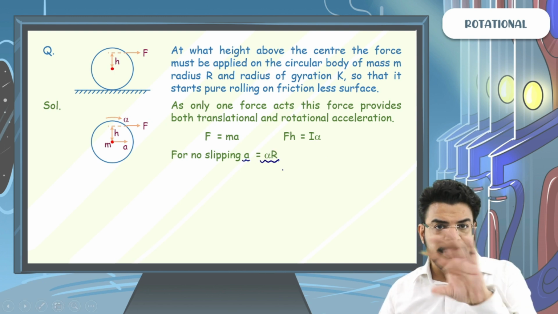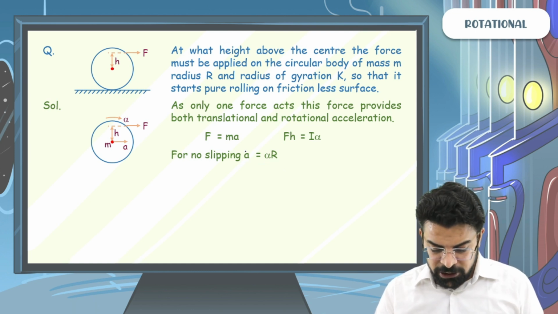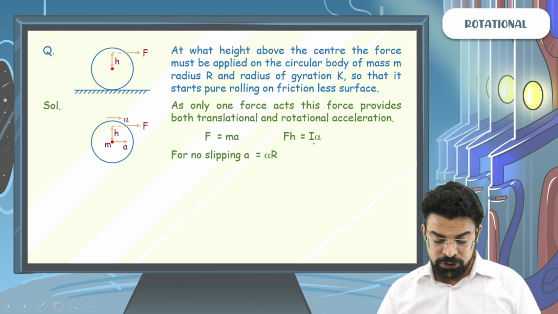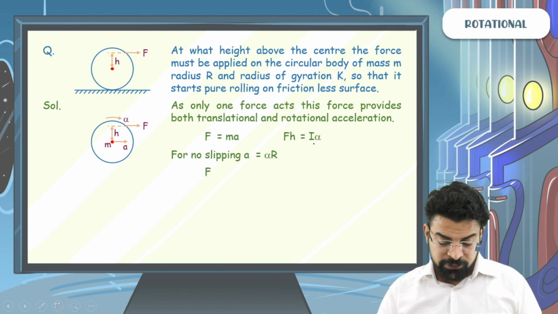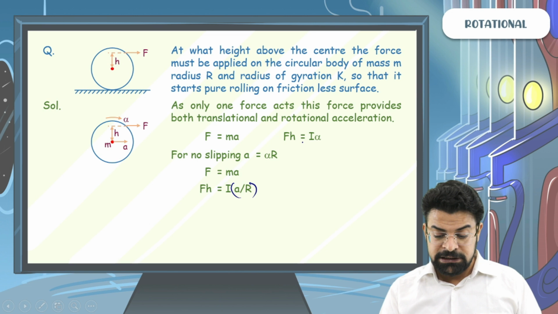For no slipping, a has to be equal to alpha r. So if you substitute the value of alpha here and solve, you can find out at what height you should apply the force. So you can rewrite these two equations as F equals m a, and F into h equals I alpha. In place of alpha, I am substituting a by r in the second equation.